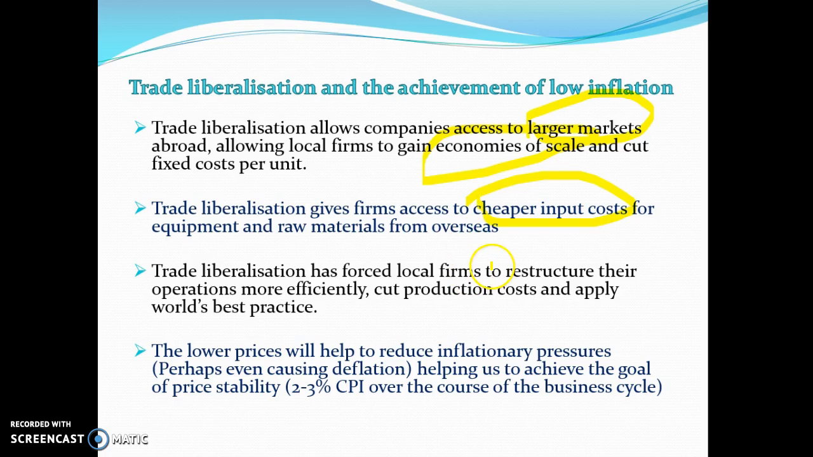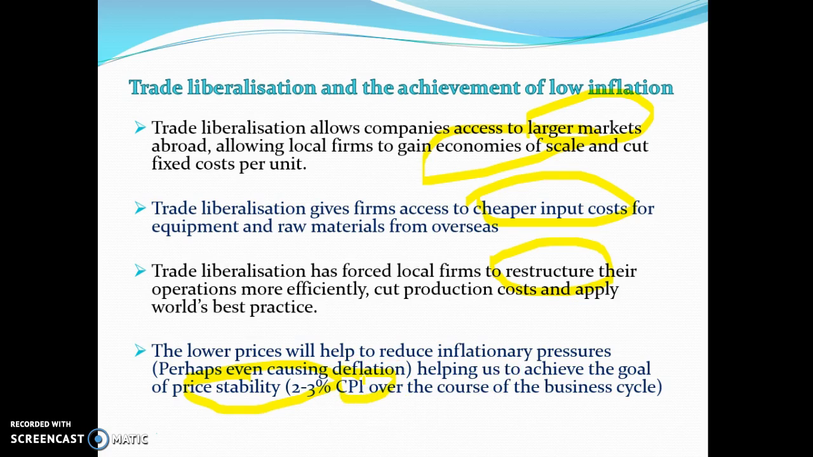Another reason, so we're specialising, which lowers prices. We've got access to economies of scale, which lowers prices. We have cheaper input costs, which lower prices. And firms are more likely to restructure to become more efficient or more productive so that they can sell more products, which again helps to lower inflation. All of this will lead to lower prices, reduce inflationary pressures, and make it easier for us to achieve 2 to 3% CPI over the business cycle.